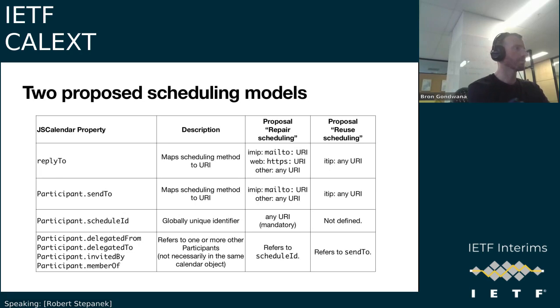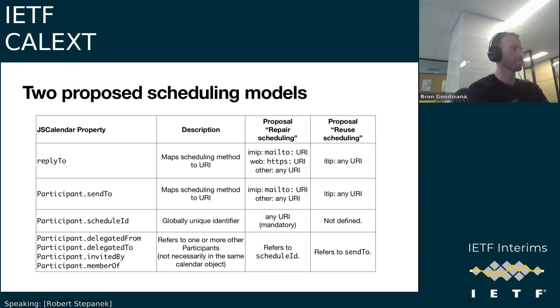Now let's just have a short look at the two models or proposed scheduling models. As you can see in the two most right columns, I labeled them as the one is really trying to repair scheduling, and this is what JS Calendar is aiming at. And the other proposal is to reuse scheduling. It's just trying to use what's there.